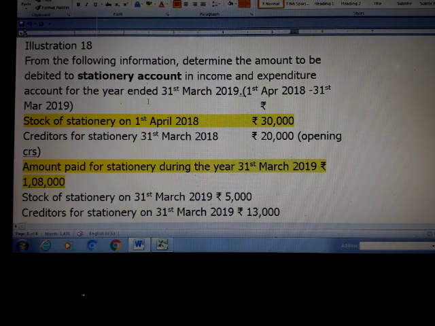So stock of stationery on 1st April 18 is given to us as rupees 30,000. That means it's our opening stock. So opening stock will be taken as what item? Add item or less item? Add item, because opening stock plus purchases. So this is opening stock which will be taken as add item.